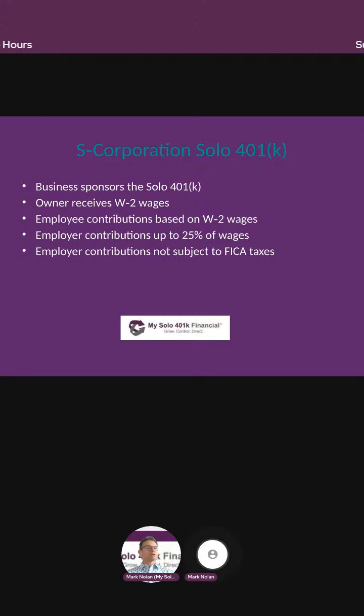It doesn't apply to a sole proprietorship, but it does apply to an S corporation, and it all depends on what your wages are as to whether or not you're going to have to make that normal catch-up or super catch-up contribution as a Roth solo 401k employee contribution versus a pre-tax solo 401k employee contribution. Again, we're going to cover that more in a little bit here.